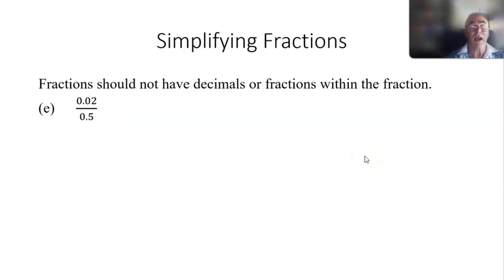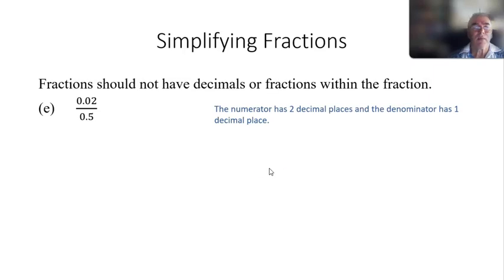So let's have a look at a harder example. So fractions should not have decimals or fractions within the fraction. So let's look at how we simplify this one. Yes, you could use a calculator and put that in your calculator and press equals, and it should simplify it for you. But without a calculator, you'll notice that the numerator has 2 decimal places and the denominator has 1 decimal place there. So 2 numbers after the decimal point and 1 number after the decimal point.